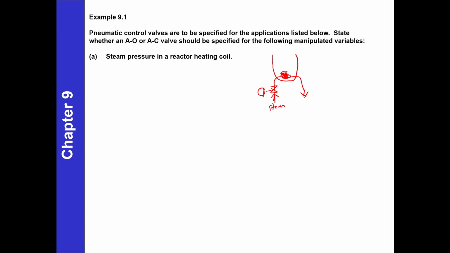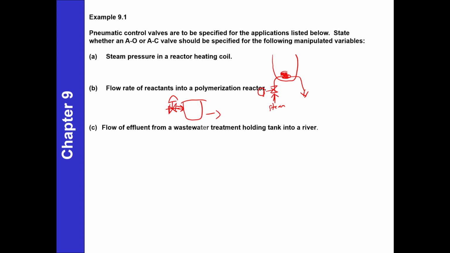The answer, oh no, the answer I'm giving you is a different situation. In example number 2, you have a polymerization reactor with your reactant, and your control valve is here. Do you want fail close or fail open? The same goes for the third and the fourth. Let's see the answers.